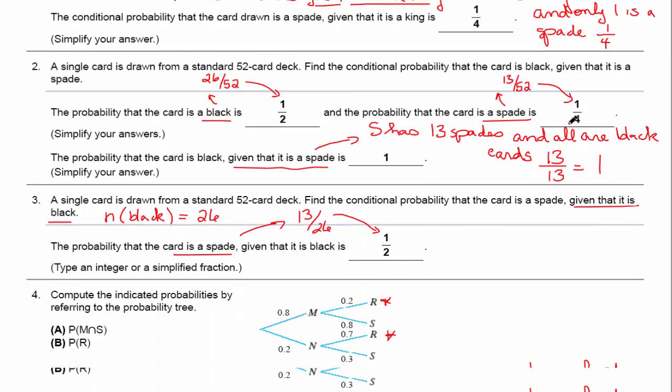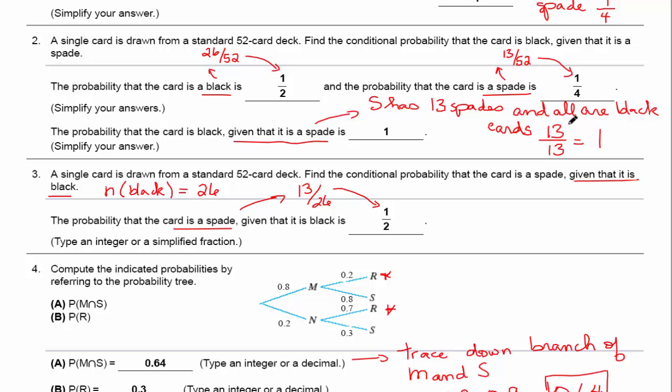Okay, question 2. Again, a single card is drawn. Find the conditional probability that the card is black, given that it's a spade. So I know whatever this card is, it's a spade. So what's the probability that the card is black, given that it's a spade? Well, spades are black cards. So there's a 100% chance, or 13 out of 13, that the card is black, given that it's a spade.